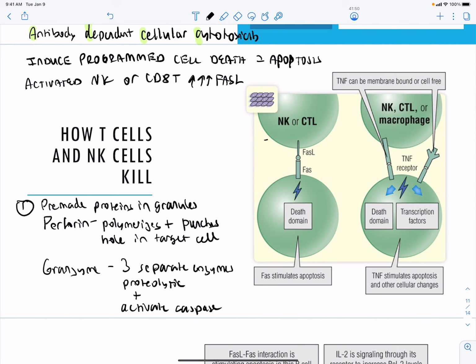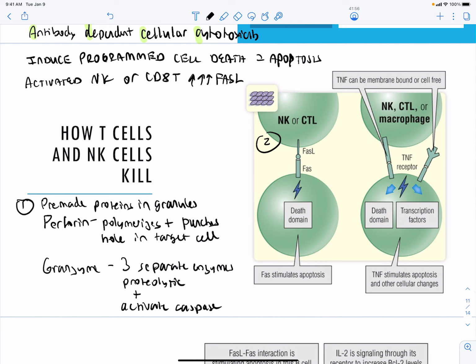Now, a second way to kill is through Fas ligand. So Fas ligand is going to be expressed on the NK cell or your CD8 T cell. Your Fas is expressed by some cell that's stressed or infected or needs to die. The Fas has a death domain in its cytoplasmic tail, and this will initiate apoptosis.